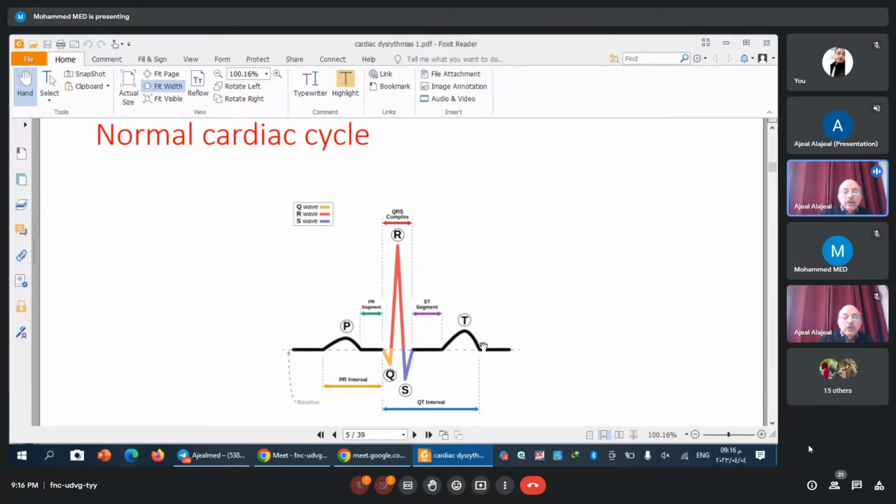You have to know this very well. This is the QT interval, from the beginning of the Q to the end of the T. This is the PR interval. This is the P wave. This is the QRS. Next slide, please.